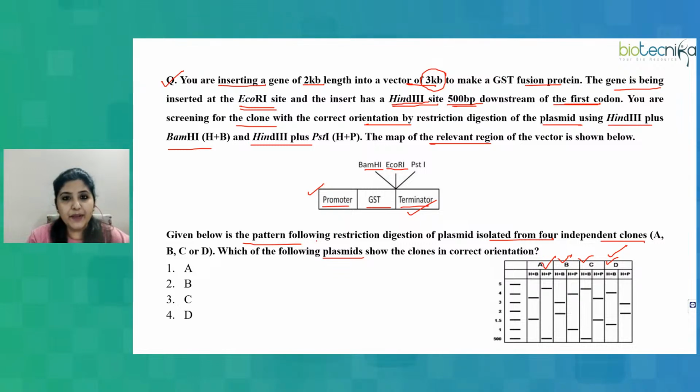Okay, some more responses coming. Very good. Navya, option one. Okay, that's great.